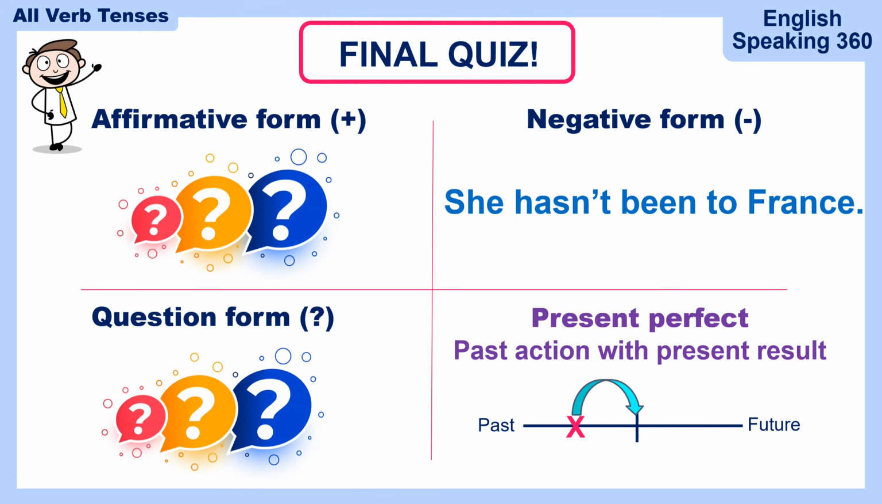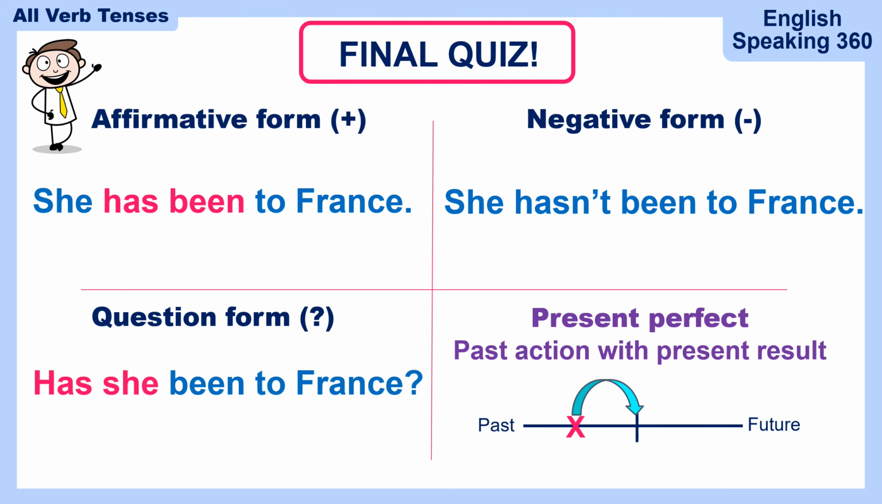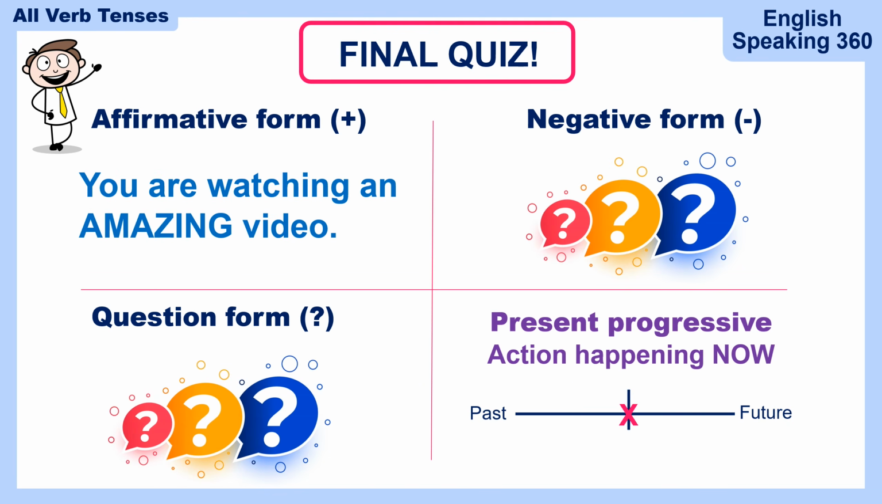She hasn't been to France. Present perfect. Are you ready for the affirmative form? She has been to France. This one should be super easy. What about the question form? Has she been to France? You could also have, hasn't she been to France? What's wrong with her? Next question.